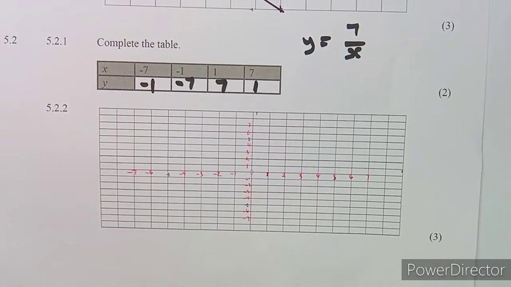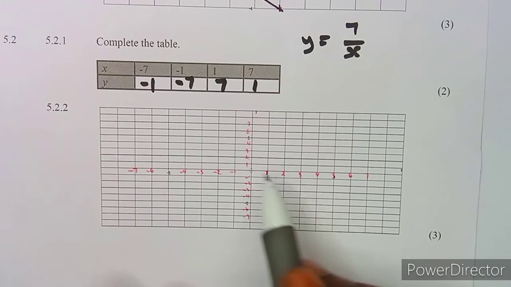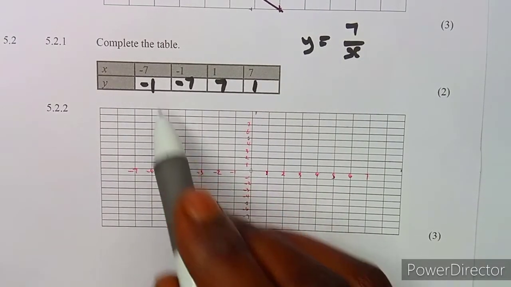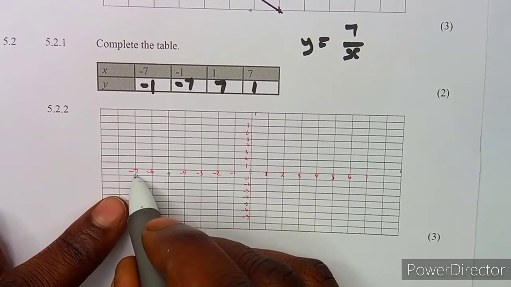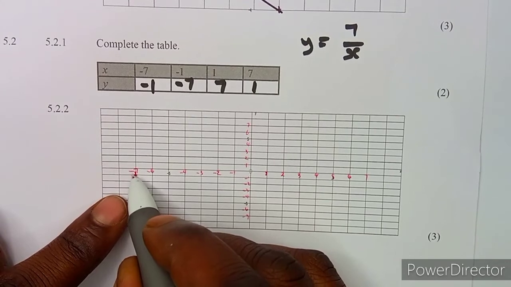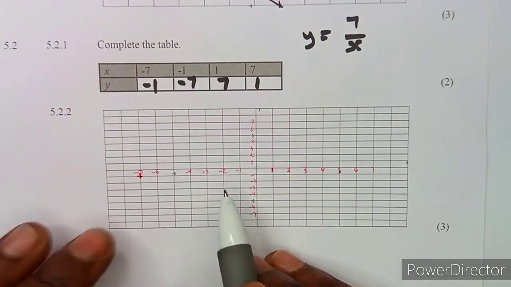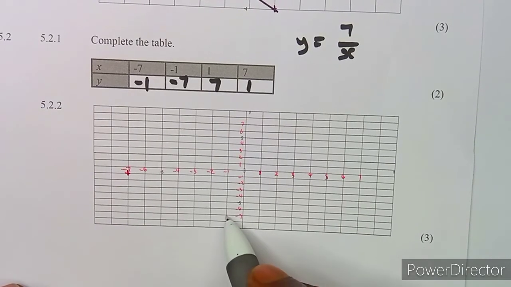Let's hope it's clear. Okay, so these are the points that we're going to have. Then you mark them, minus 7 and minus 1. So x is minus 7 here and y is minus 1. So you mark this point here, minus 7 and minus 1, just below minus 7, minus 1 and minus 7. So this is minus 1 and minus 7 here.